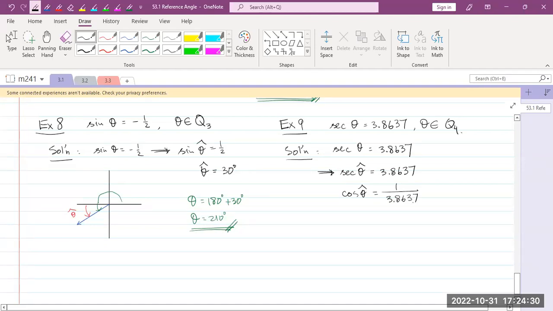So secant is the reciprocal of cosine. So if secant is blah, then cosine must be 1 over blah, right? Now then, because this is already a reference angle, we can safely do cosine inverse of that number.